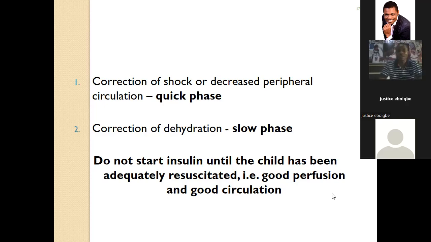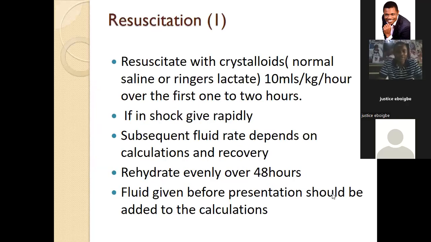Okay. And then Doc, the second phase, what are we using for the anti-shock, Doc? What are we using? Okay, maybe you just calm down. Let's go through this, okay?